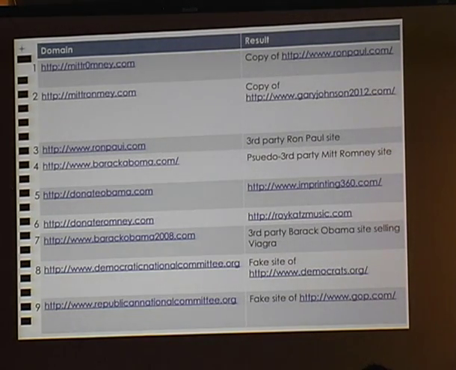So this table shows some malicious domains that I identified. The left-hand column shows the URL, and the right-hand column shows what page you would see. We didn't identify any sites that redirect to porn, but we did find Viagra storefronts. And so here are sort of the types of things we found.